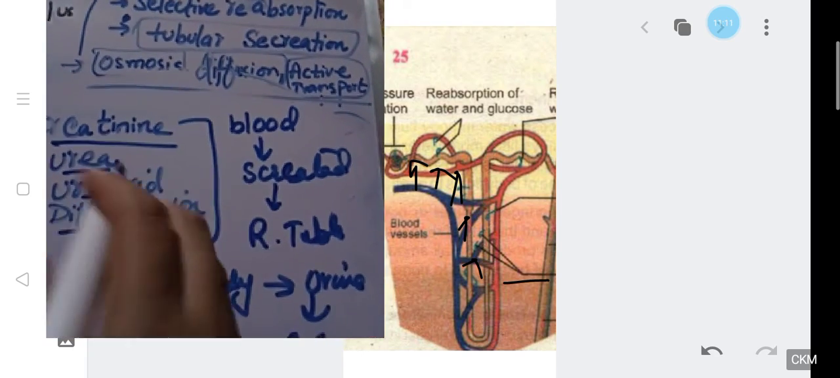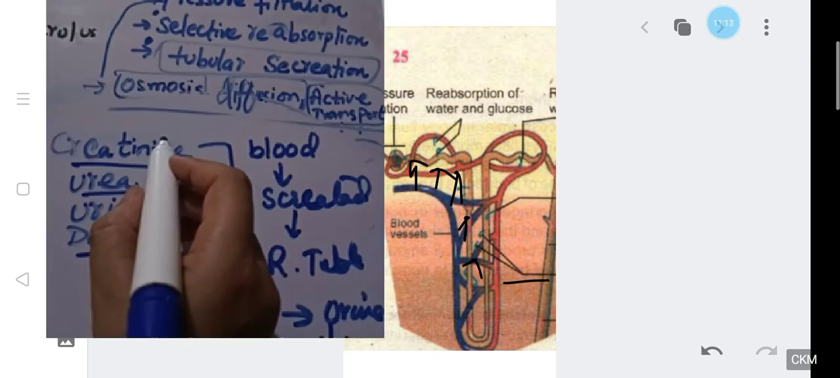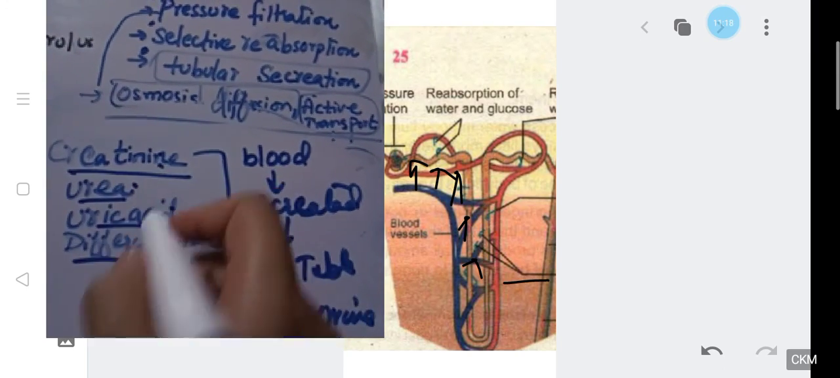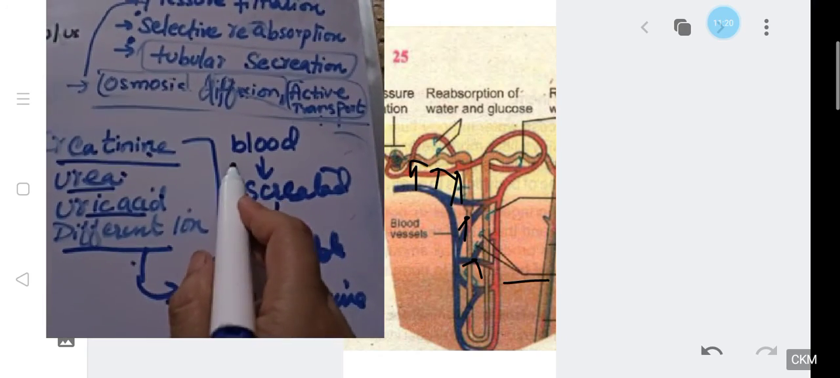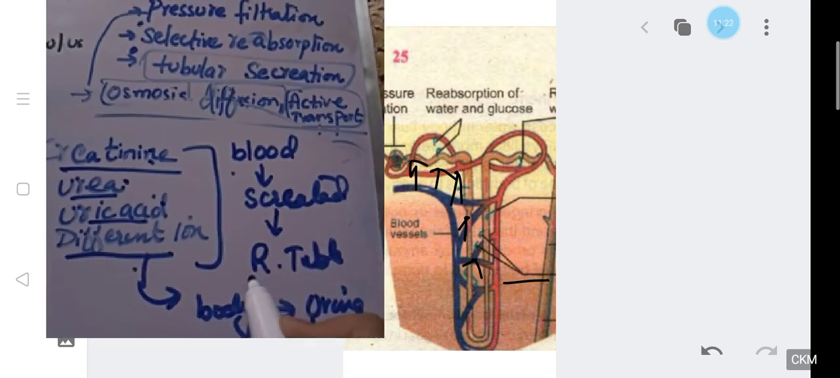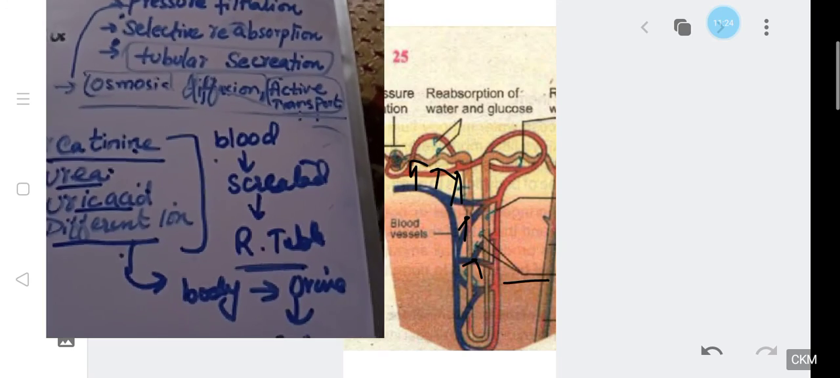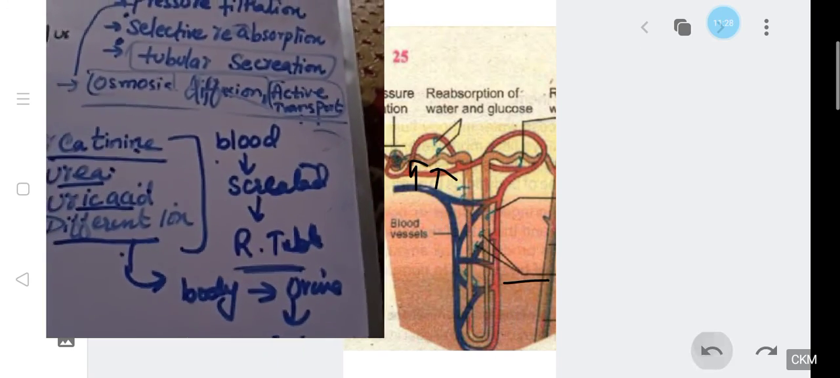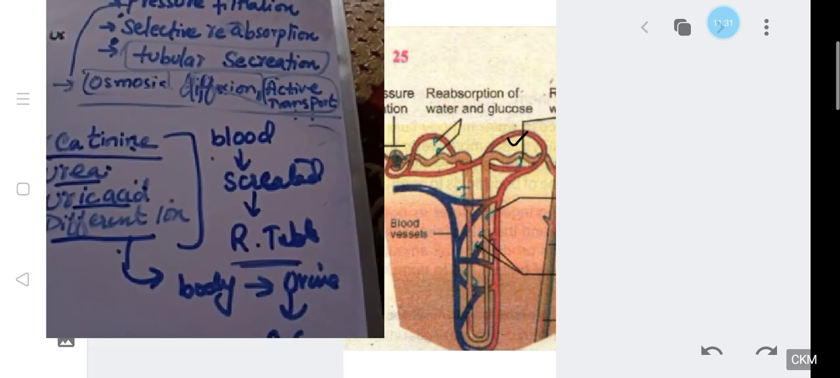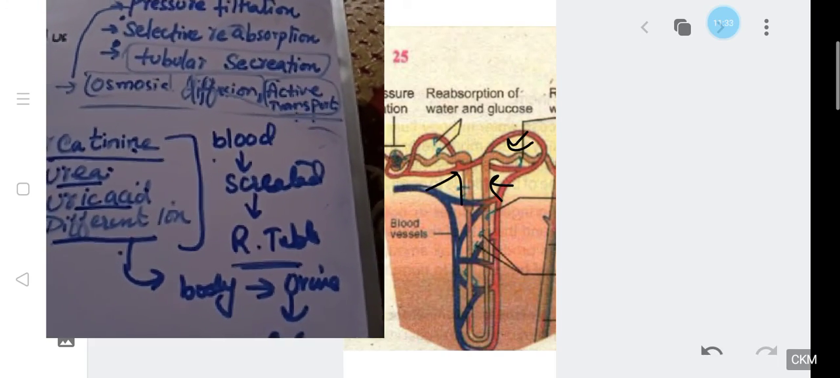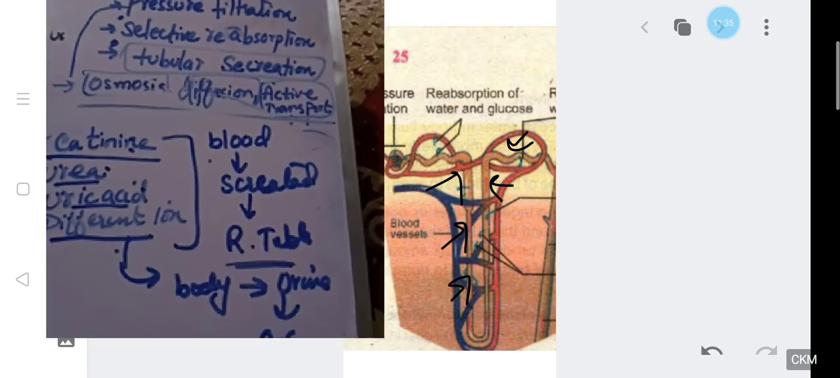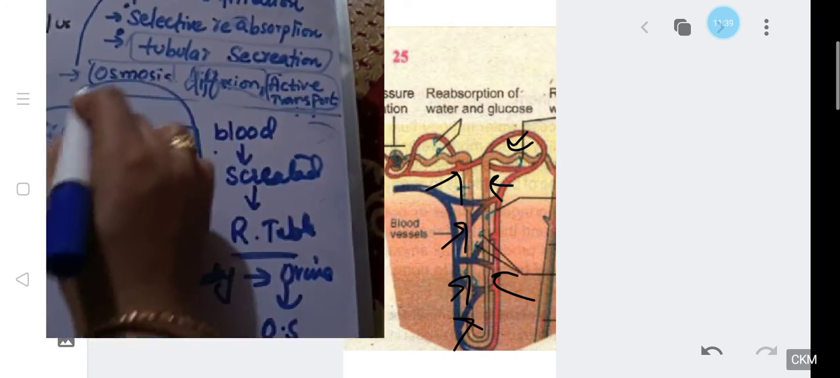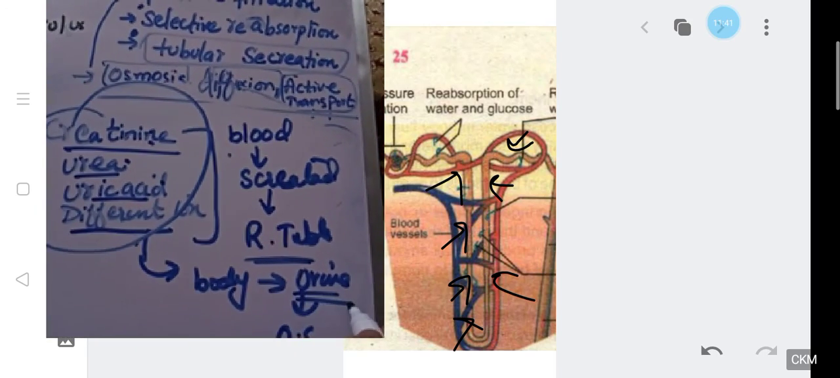So in the tubular secretion, these metabolic waste, for example creatinine, urea, uric acid and different ions from the blood vessels will be secreted towards the renal tubule. You know that these are the blood vessels. So from this blood vessel, it will be secreted into the renal tubule. These ions will be secreted towards the renal tubule. And then this material will be taken out from the body in the form of the urine.